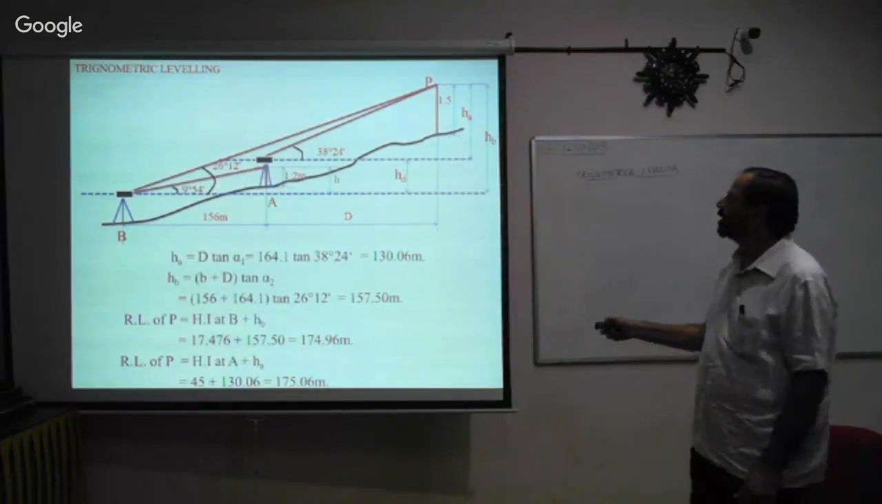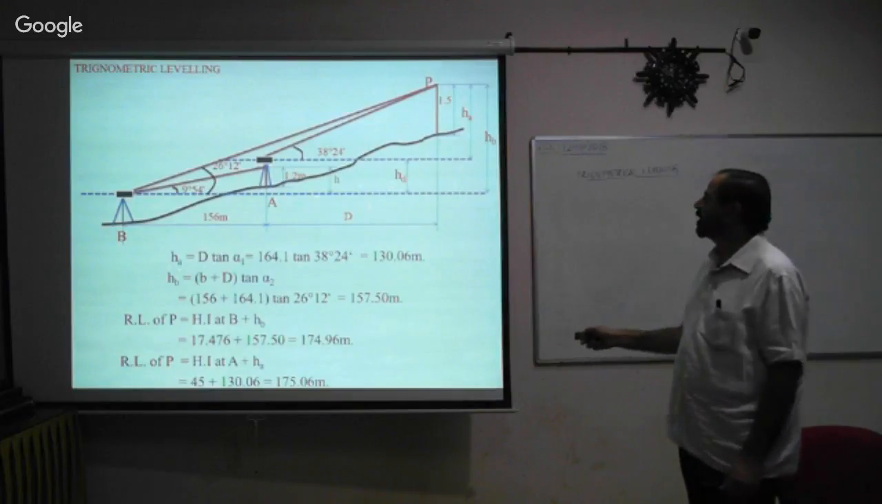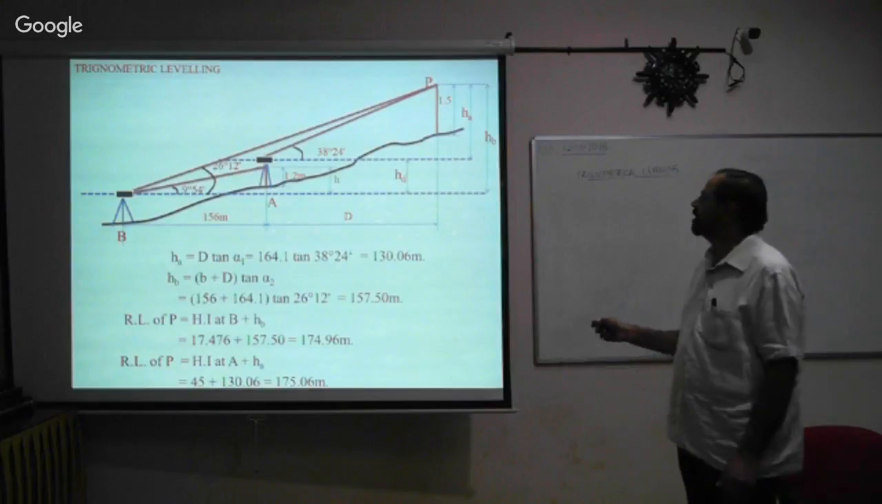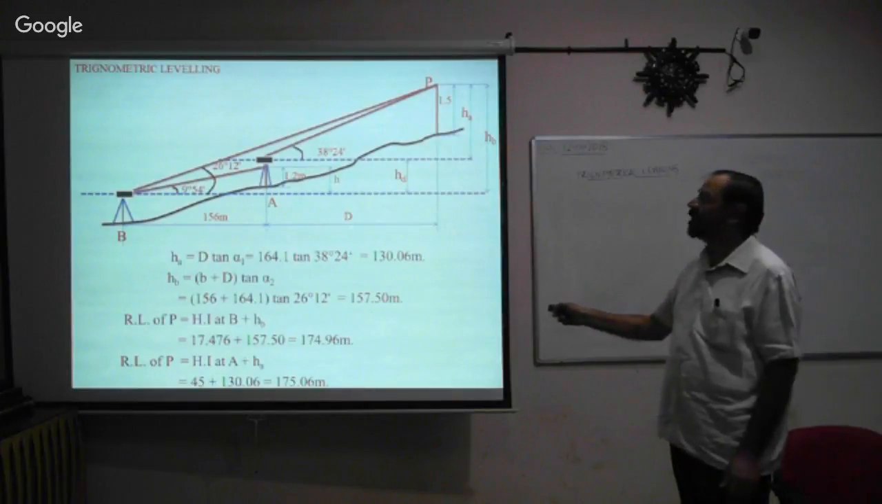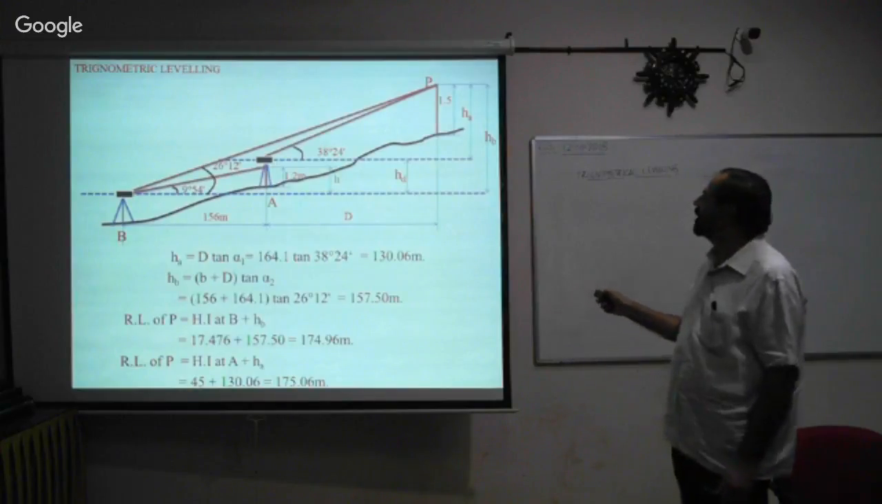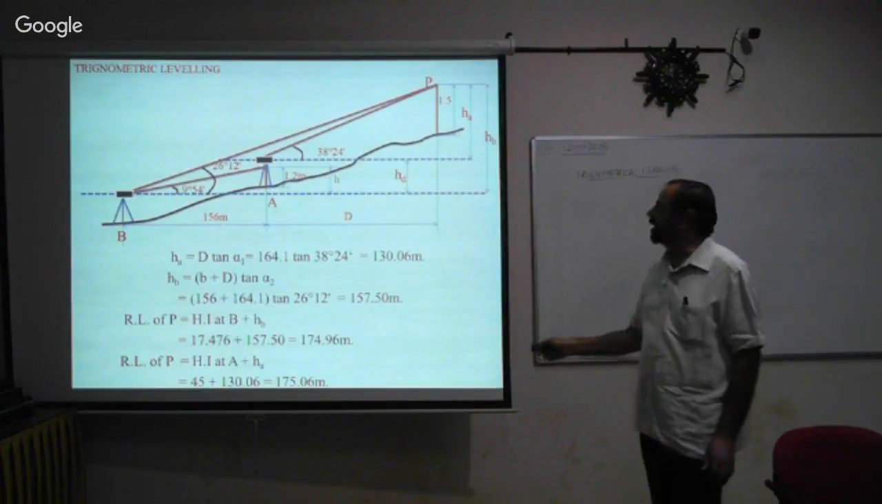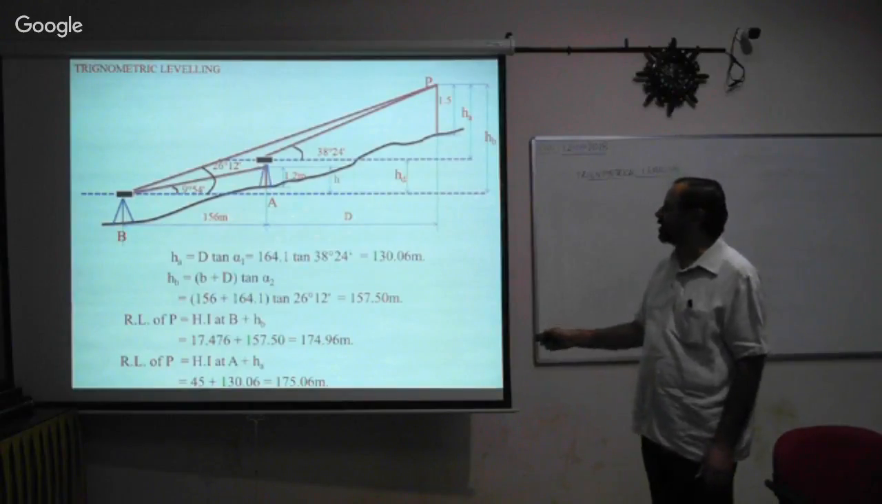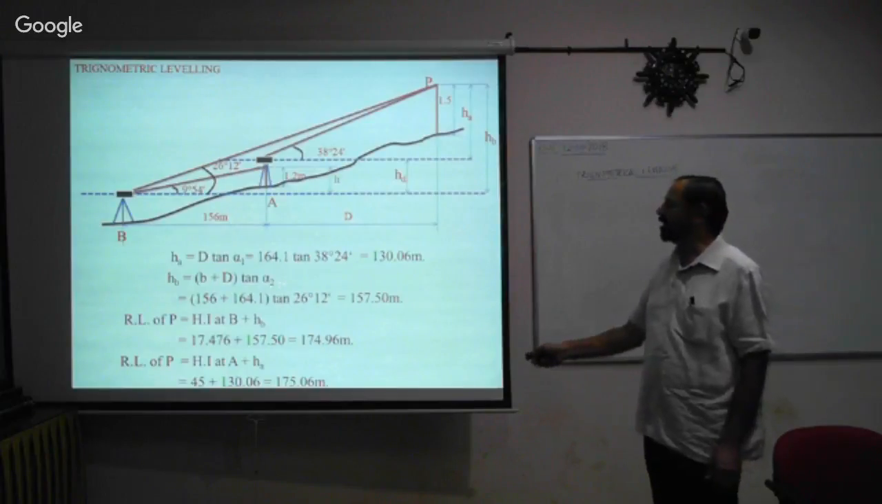After obtaining this, now we can calculate HA and also HB. HA is equal to D tan alpha 1, since D is already worked out. And similarly HB is equal to B plus D, where B is known and D is calculated, that gives you B plus D tan alpha 2.